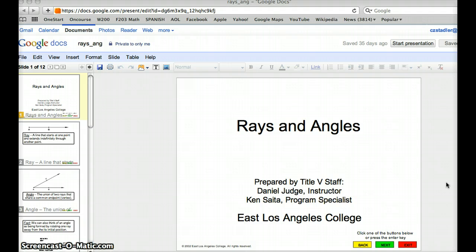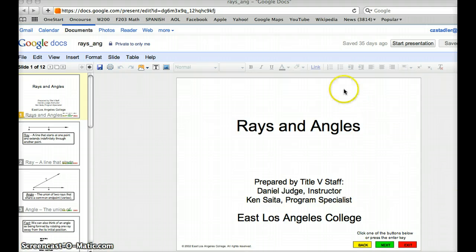The teacher should also be using a technology tool, and after understanding rays and angles, the students should be able to draw rays and angles using a technology tool. The teacher should also use real-world examples.